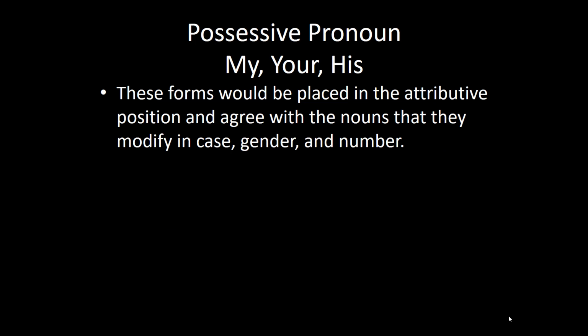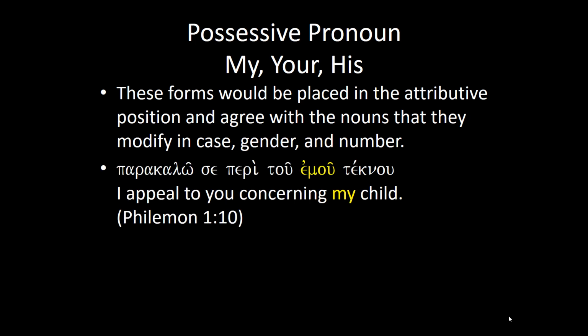They go in the attributive position, and so that means they're going to agree in case, gender, and number. So here we have one in first attributive position, the modifier noun, the pronoun noun. Parakalo se peri tou emou teknou. I appeal to you about or concerning the my child, the child of me, my child. So by using this emphatic pronoun, Paul can build the case for who Onesimus is. He's my child.